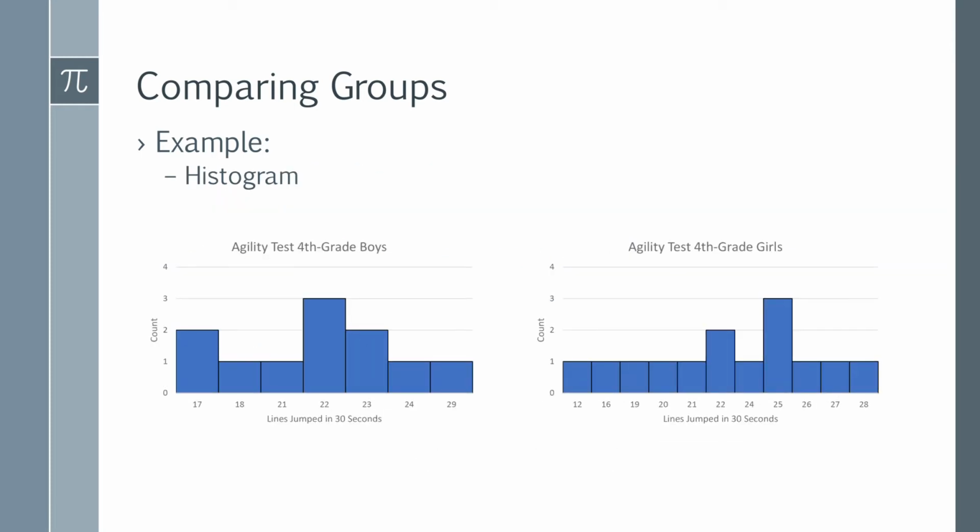So here are the histograms for the boys and the girls. So if we look at the boys first, it's unimodal. We've got a peak there at 22 lines jumped in 30 seconds at 3. Approximately symmetric. Not perfect once again, but it doesn't have to be perfect. Now let's look at the girls. The girls, it's unimodal. We've got a mode over at 25. So we had 3 girls that actually jumped 25 lines in the 30 seconds.